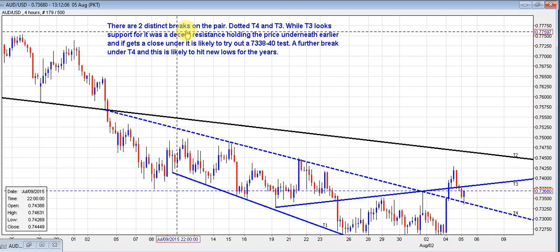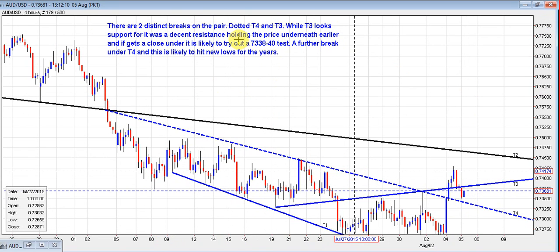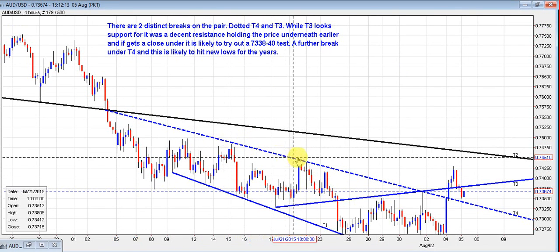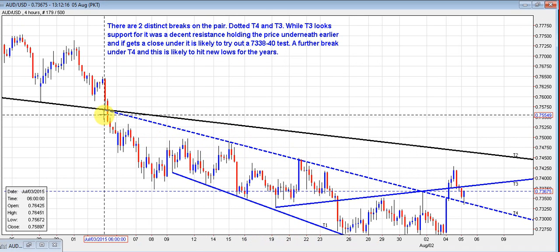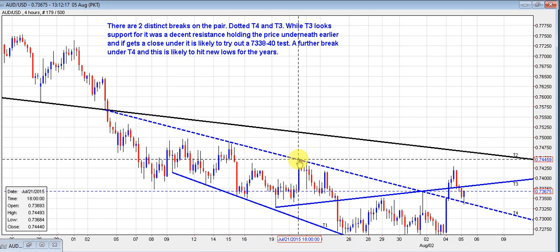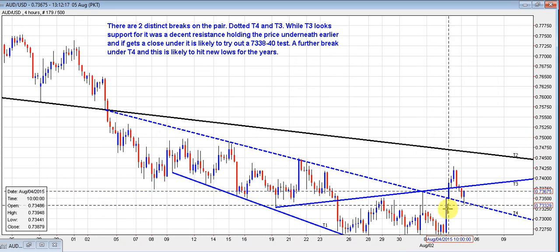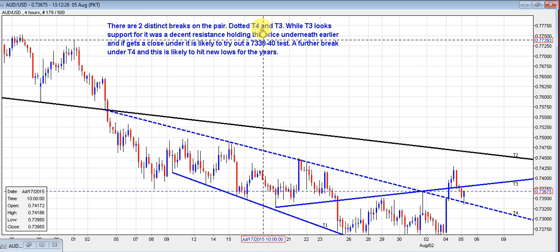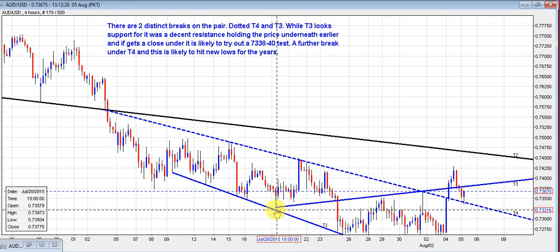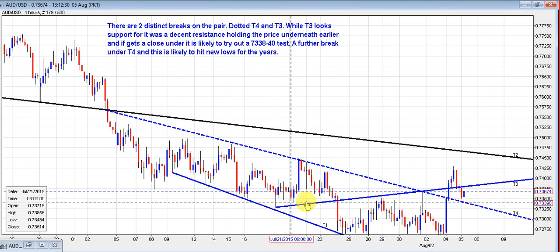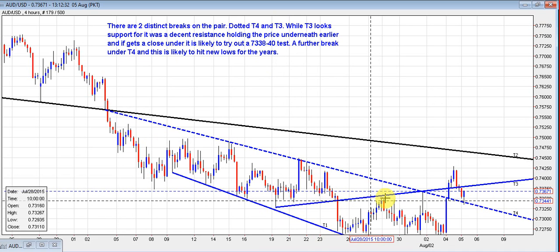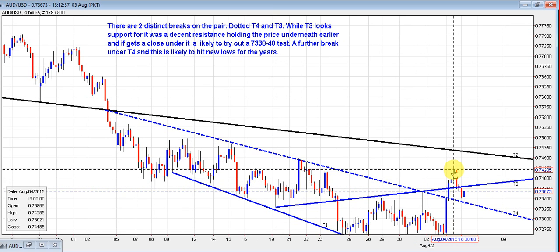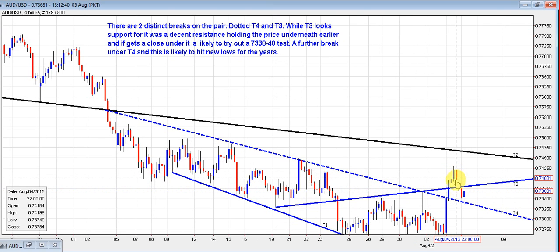There are two distinct breaks on the pair, right? Okay. Dotted T4. Yes. This one. And it started from here, hold, slight pierce, perfect hold, almost hold, and then immediately break, right? Yes. And T3. T3 is basically support, turned out to be resistance here, right? Yeah. Broken, support again, right? But it was only for a very short time.